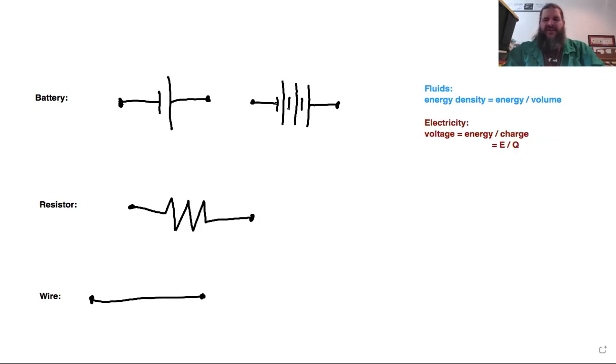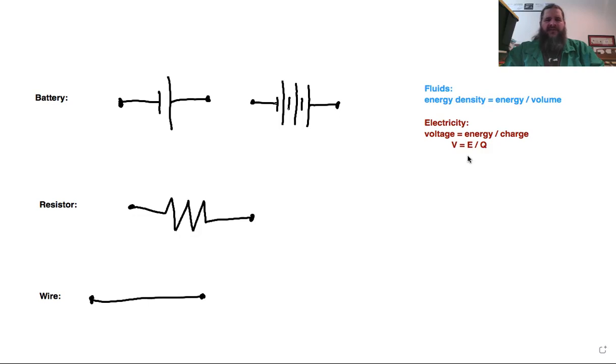Voltage is an energy density. It's just energy per unit of charge instead of energy per unit of volume. So that's generally going to be written as capital V. So this is what voltage means. Voltage is just the energy density for electricity. It's how much energy each unit of charge has.